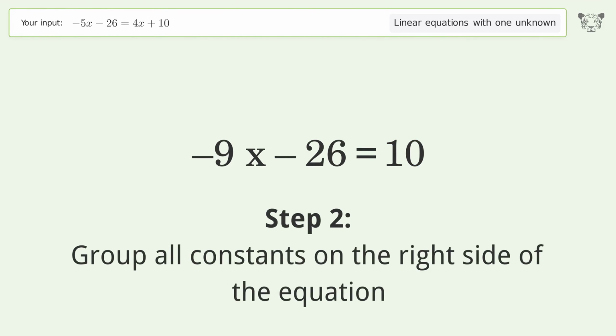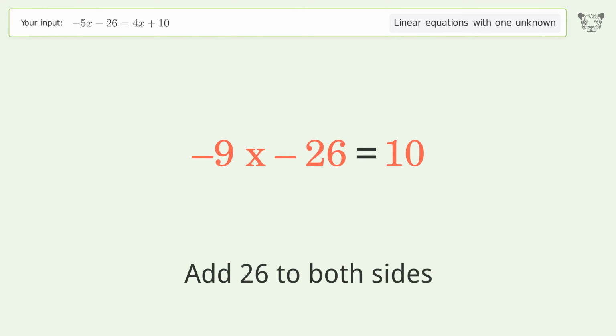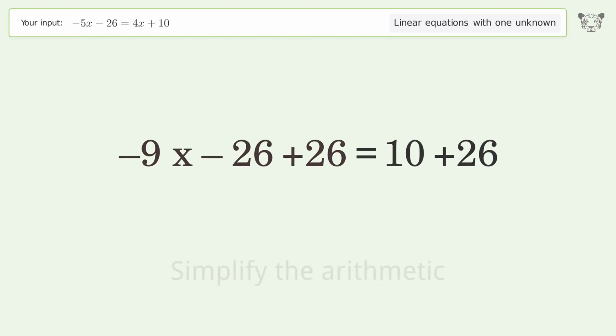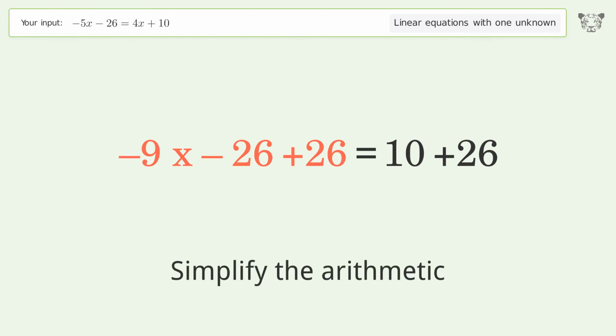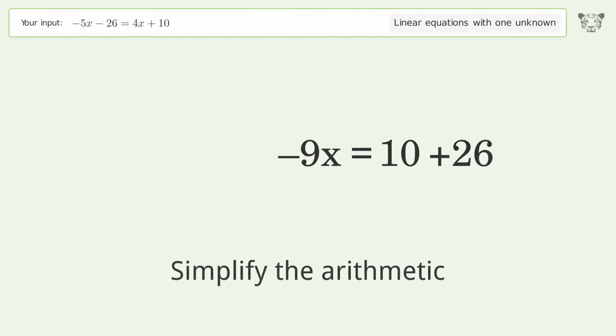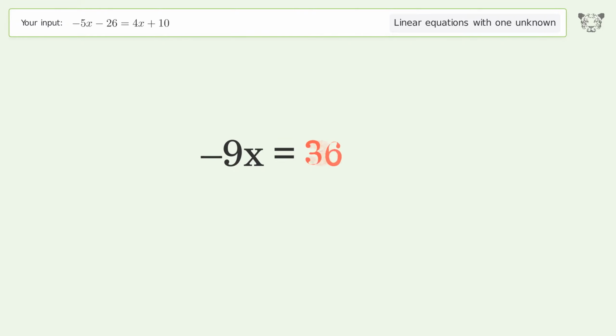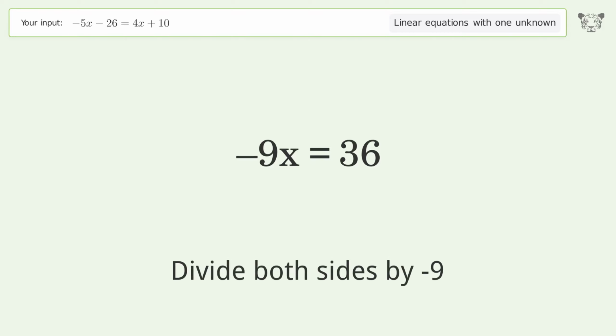Group all constants on the right side of the equation. Add 26 to both sides. Simplify the arithmetic. Isolate the x. Divide both sides by -9.